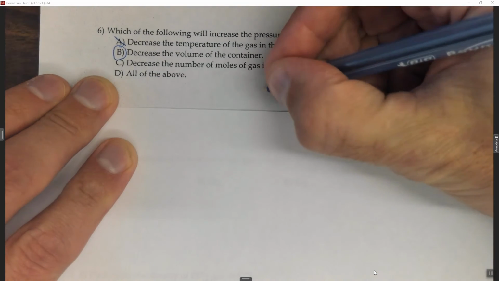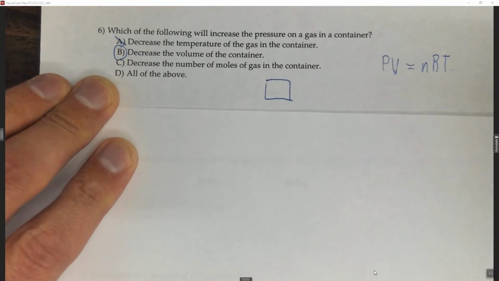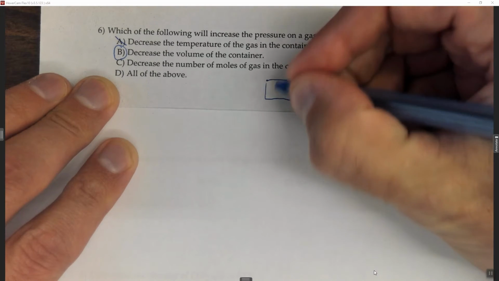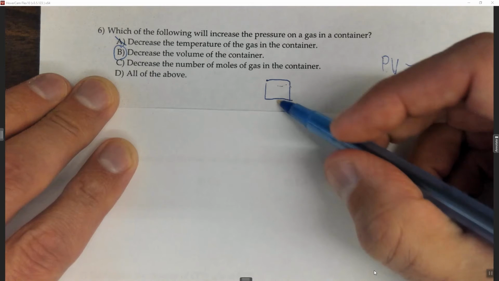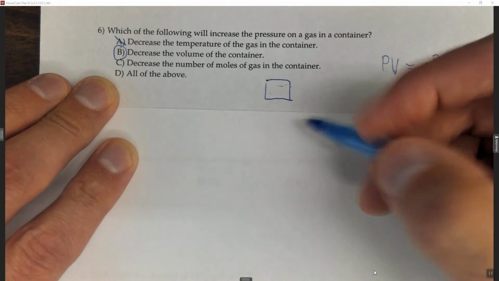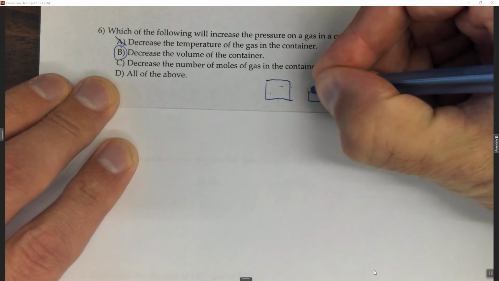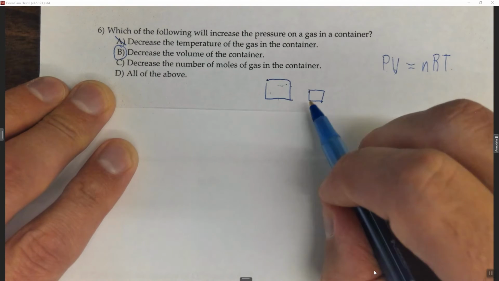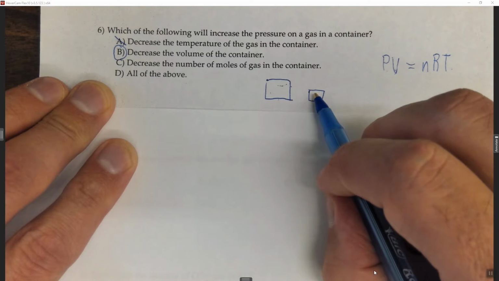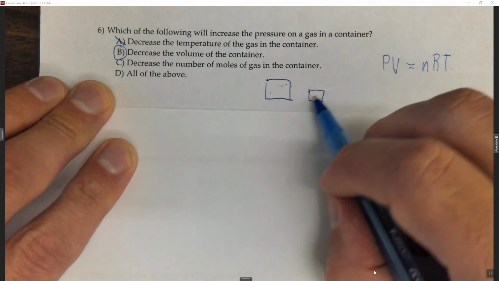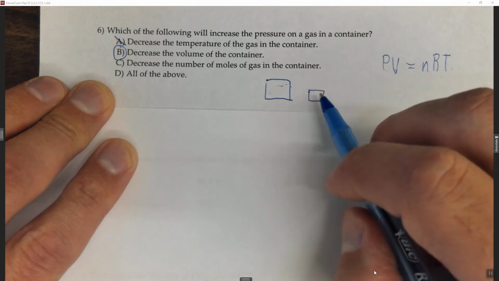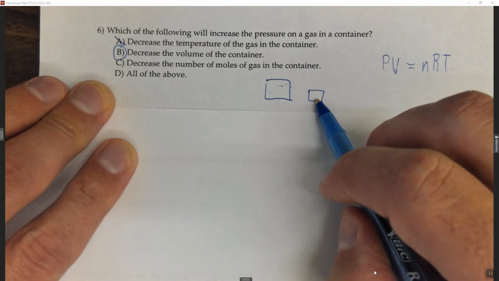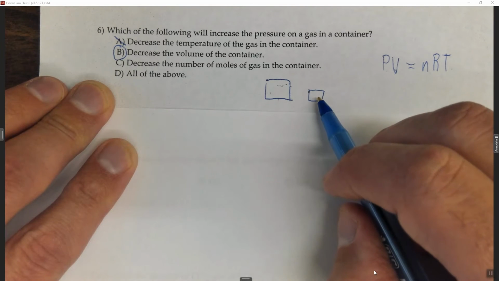Another way of thinking about this is if you have a container that's this big, and you have some number of moles of gas hitting the walls of this container and exerting a force, and that force, when they hit the walls of the container, is going to be the pressure. And you take that same amount of gas and force it into a smaller space. Said another way, you decrease the volume of the container. When you decrease the volume of the container, those molecules of gas are going to randomly hit the walls more often because there's less space for them to go. They're more crunched in there, and therefore they're more likely to hit the walls of the container. When they do that, they're going to exert a greater force because they're hitting more often.